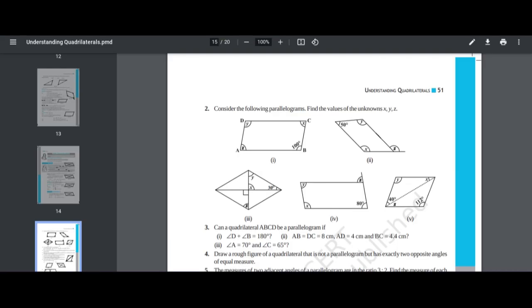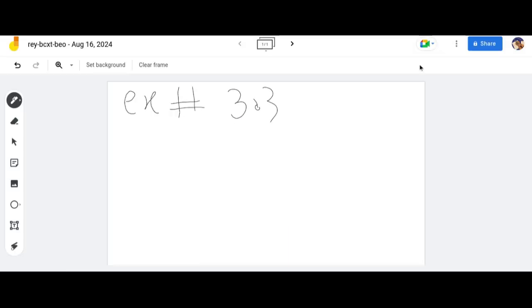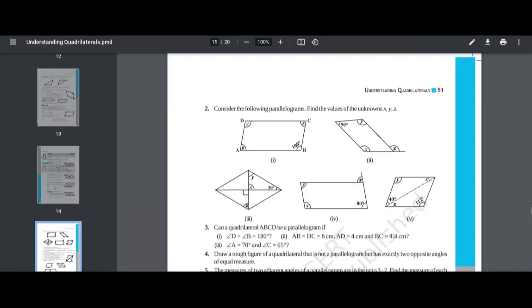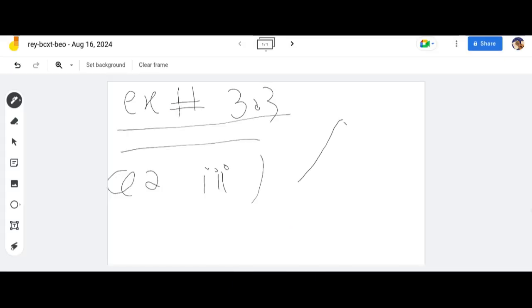Basically, we have to find the angles named x, y, z. We have to give the values of these angles. So for question number 2, I am doing the third part. Looking at the diagram of this parallelogram, it looks like a kite, and they have also drawn lines between the parts. For example, if I draw that diagram here, it looks like this.